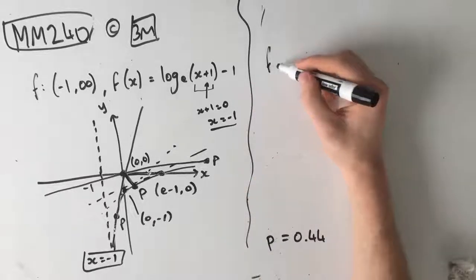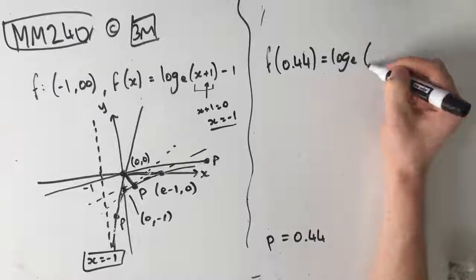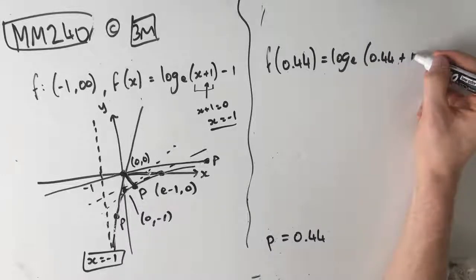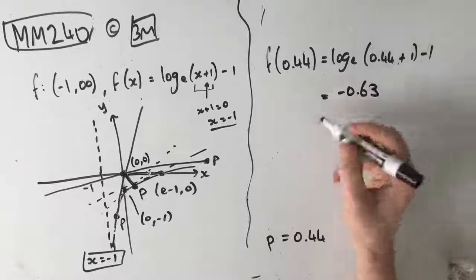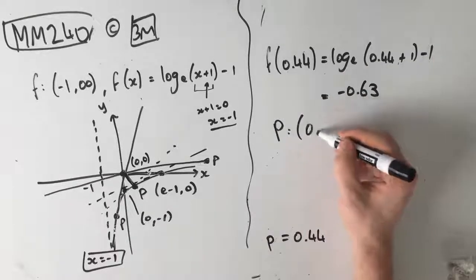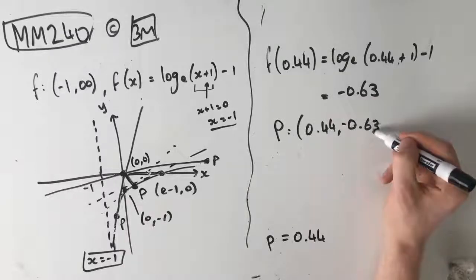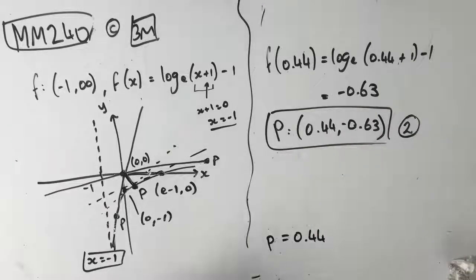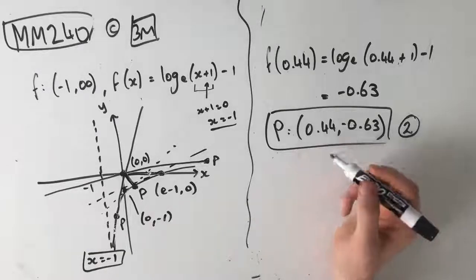So f of 0.44 is equal to log e of 0.44 plus 1, take away 1, and this gives us negative 0.63, which means that our P coordinate occurs at 0.44, negative 0.63, and this is our second mark. So we've stated the coordinates. Now what we need to do is actually find the minimum length, the minimum distance, right? Because it's told us to find the minimum distance as well.